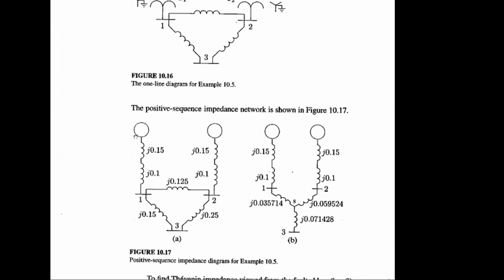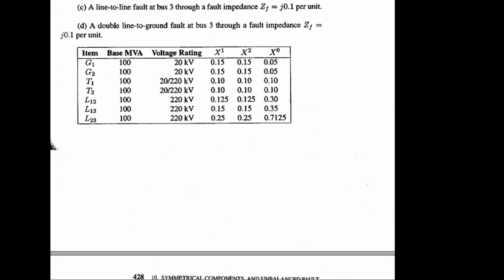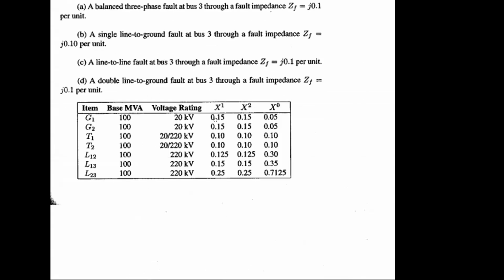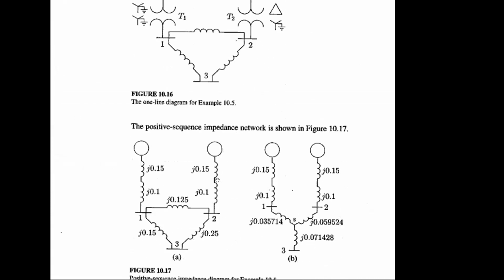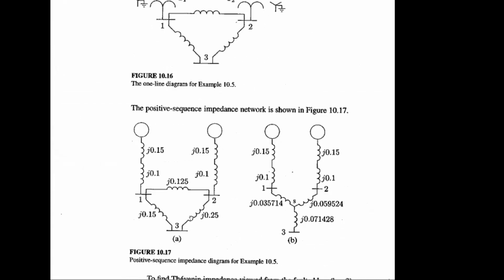Here you can see all the information regarding generator 1, x1 is 0.15, right? Generator 2 is 0.15 as well. Transformer 0.1. Line 0.125, 0.15, 0.25. This is the connection for positive sequence impedance only.